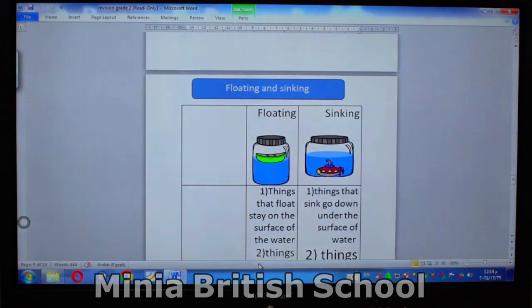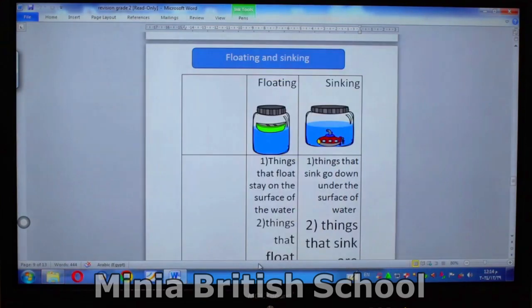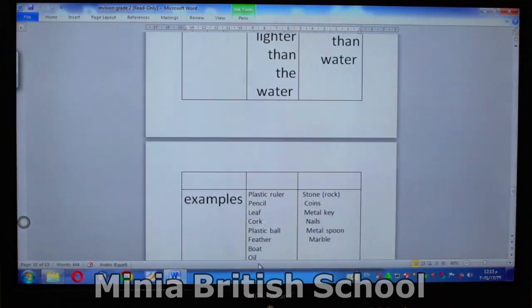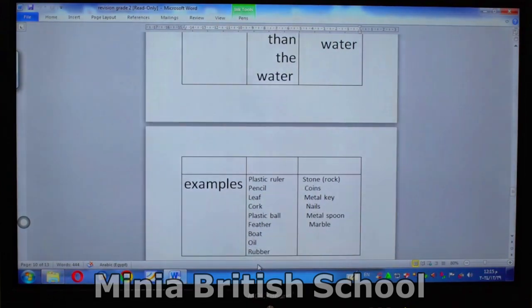Now we are going to talk about floating and sinking. Where do the things that float go when I put them in water? Things that float stay on the surface of the water. Okay. Do all the things around us float? No. Things that float are lighter than water. For example, plastic ruler, pencil, leaf, plastic bottle, feather, pot, oil, and rubber.